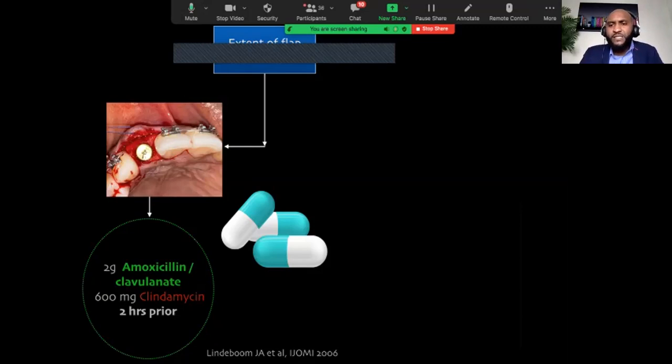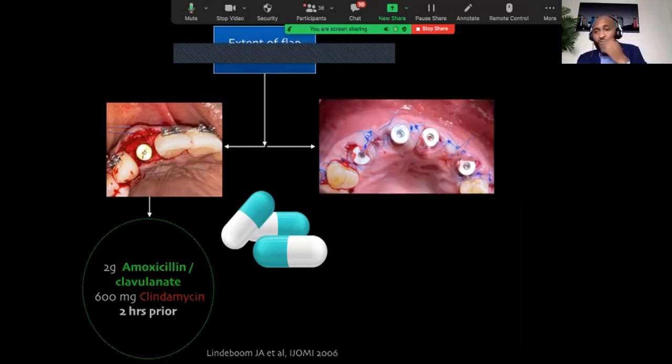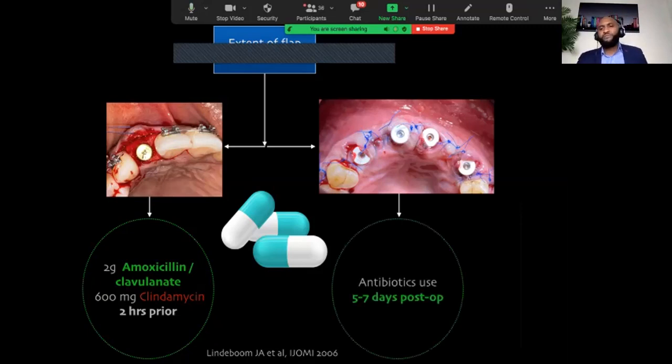In instances where you have a huge site that you are working on, evidence supports the use of systemic antibiotics for up to 7 days. So whether to prescribe or not to prescribe antibiotics must be informed by the medical status of the patient and the risk of hematoma formation.